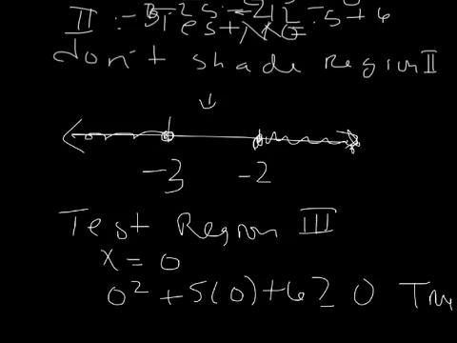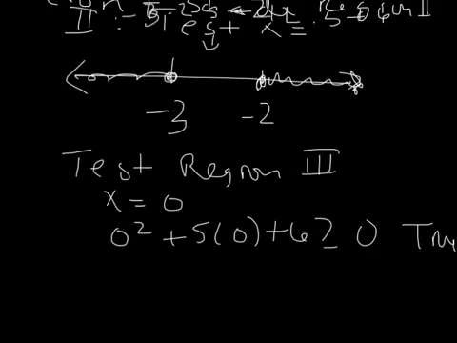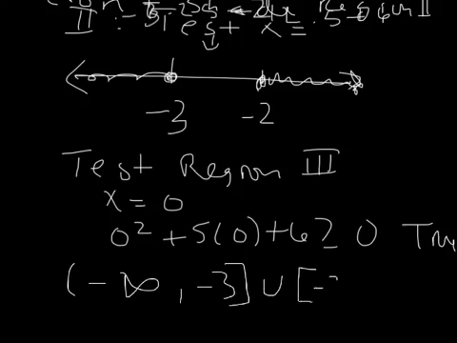So what we see is our answer in interval notation will be negative infinity up to negative 3. This is a bracket because those are solid dots on the boundary. And then negative 2 to infinity. All right.